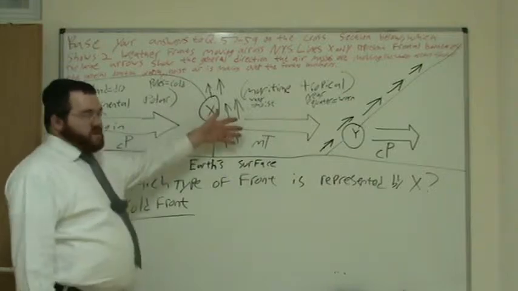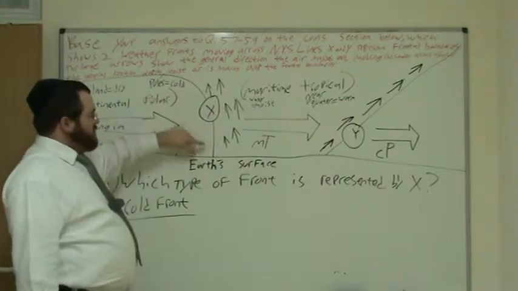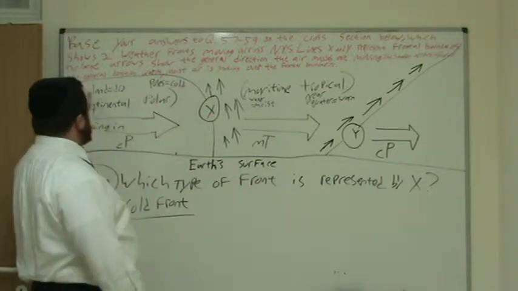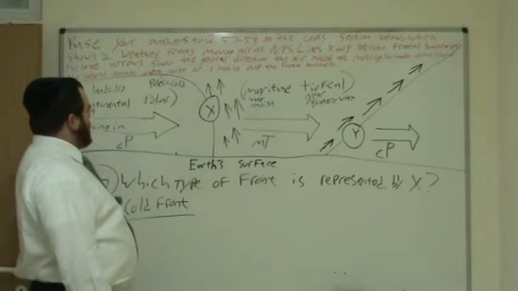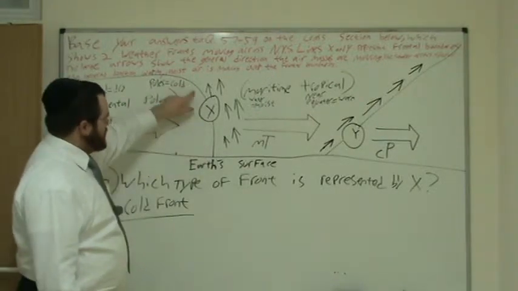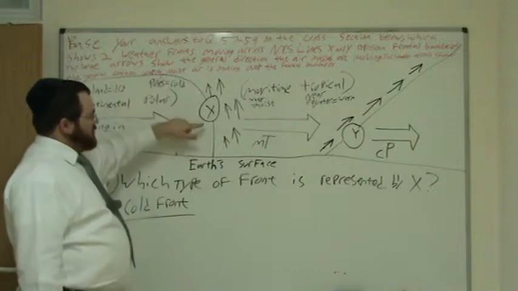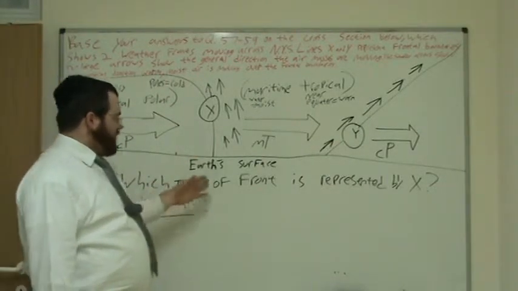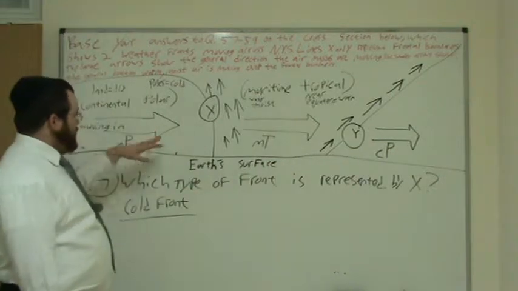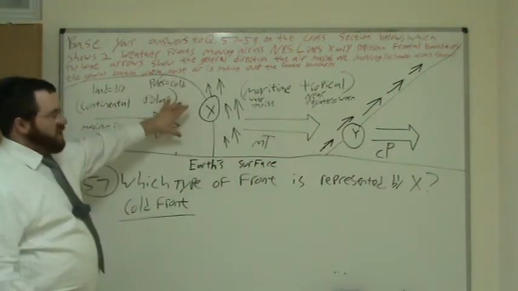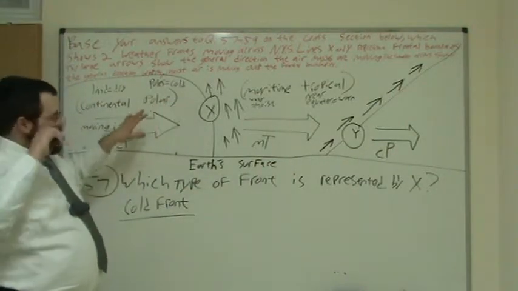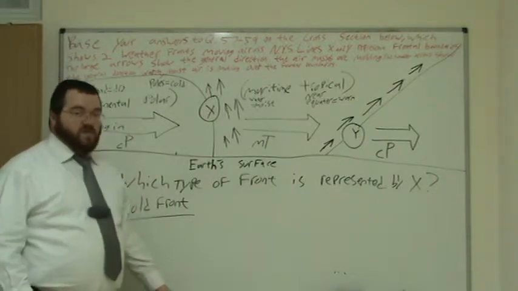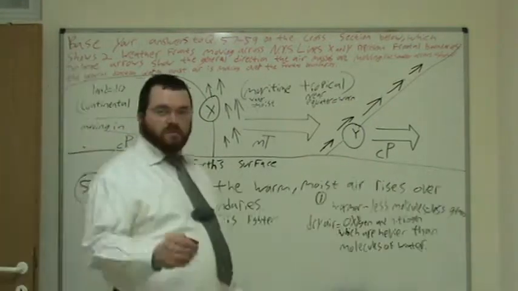So it's moving this direction. So anything that's under this, the X line is like a mountain over here. So it's a cold front. And the question is, which type of front is represented by X? Well, X represents this front over here. That's inside X. So the answer to 57 is a cold front.